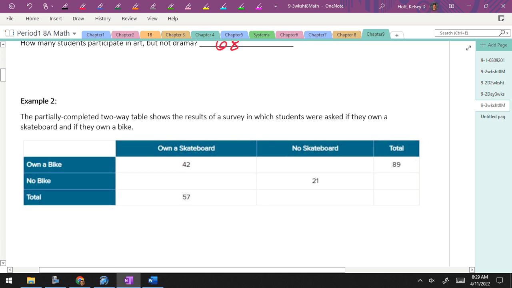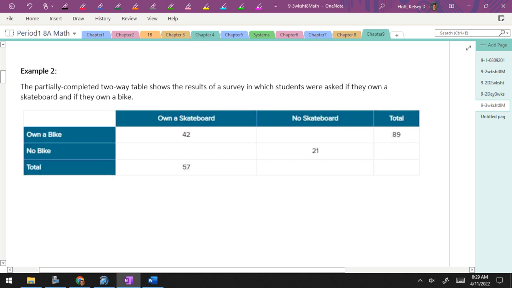Now, sometimes you're going to get a two-way table that's partially filled out. So here's one. They ask people, do you own a bike? Yes or no? Do you own a skateboard? Yes or no? And they filled this in. What is this word right here? What does total mean? You would add those two up. So your rows add together, this one and this one add to give me 89.